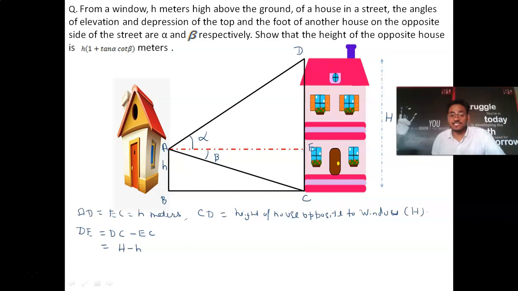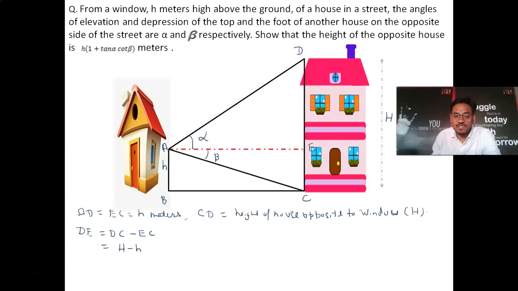Okay, so students, now it's time to solve the question. You can easily observe here again the two triangles. One triangle is triangle ADE. From triangle ADE, let us calculate. In triangle ADE, just tell me what is tan alpha. The tan alpha is DE upon AE. DE upon AE. No confusion.